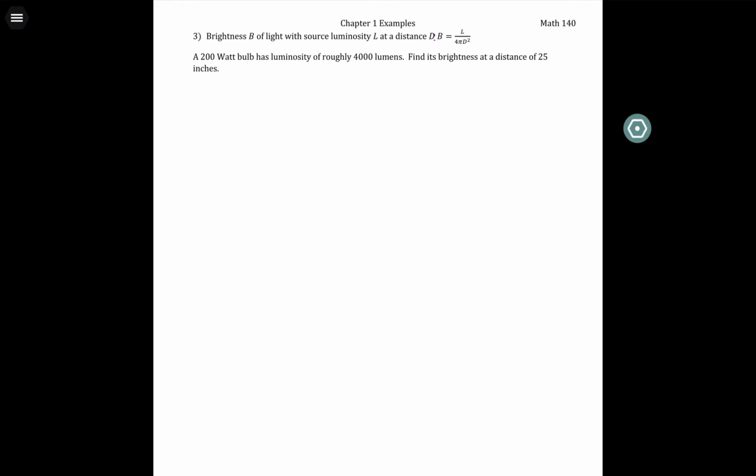this problem. So for this one, we're told that the brightness B of a light with source luminosity L at a distance D is given by, I know it doesn't say that, I'm seeing that there are words missing from this, the formula B equals L over 4 pi D squared. Okay, so in this problem, we're given that a 200 watt bulb has luminosity of roughly 4,000 lumens. So that's going to be our L value in this formula. So I'm going to go ahead and put in the top 4,000 lumens.